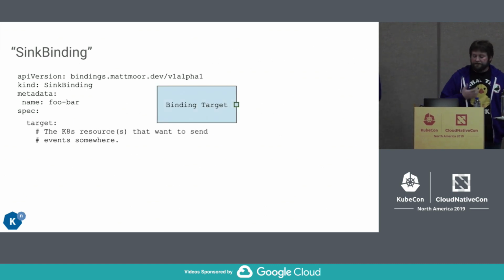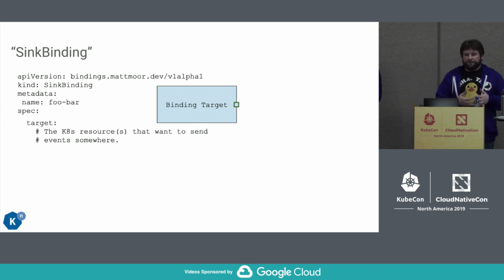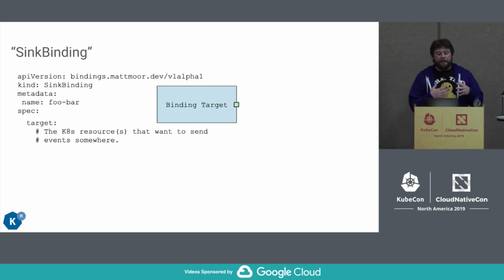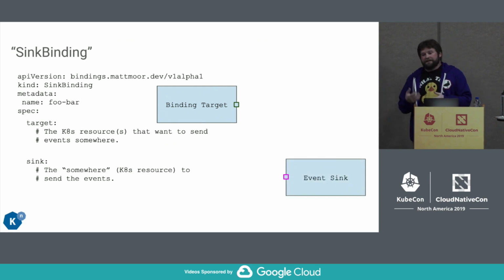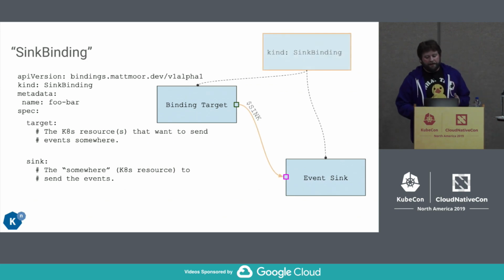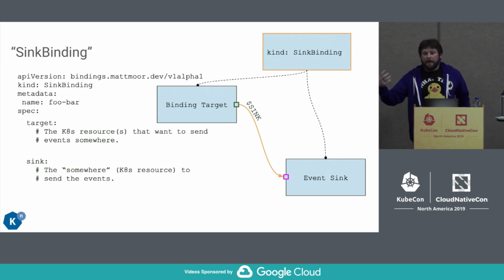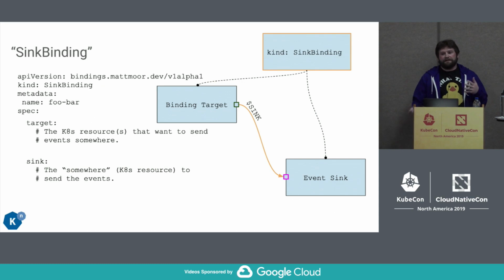There's the target. This is the Kubernetes resource whose runtime contract we want to extend. In this case, we want to inject a simple environment variable into that binding target that says, hey, send events here. There's also the event sync. This is the Kubernetes resource that we want to send events to. And then the sync binding basically is responsible for extracting the information about how to send stuff to the event sync and projecting that into the binding target. Easy, right?